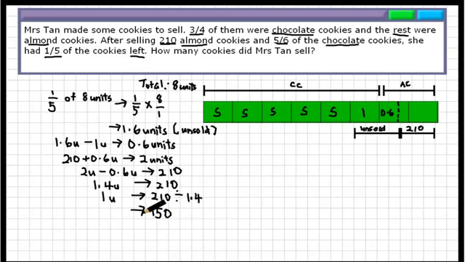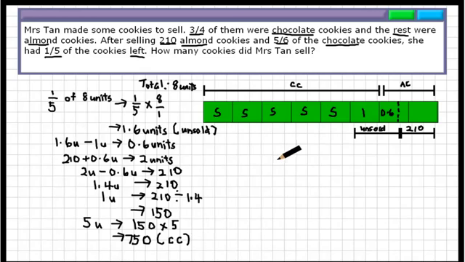So if 1 unit equals 150 cookies, we can therefore find the 5 units of chocolate cookies that were sold. That means 5 units is therefore 150 cookies times 5, and this would give us 750 cookies. And this is actually chocolate cookies that were sold.